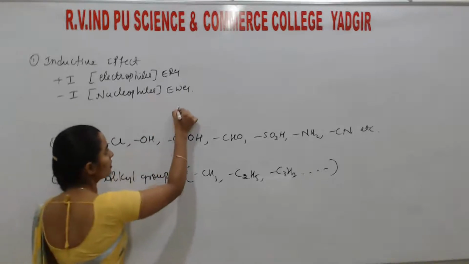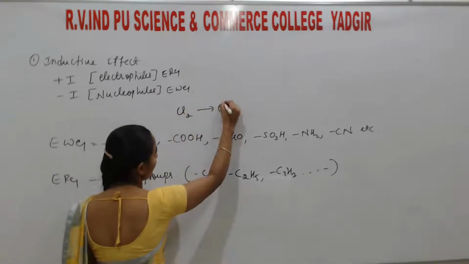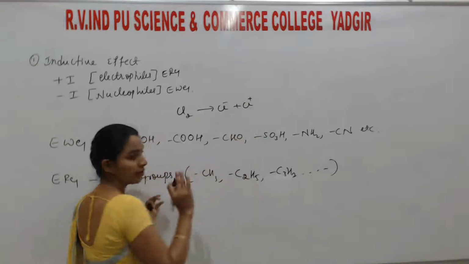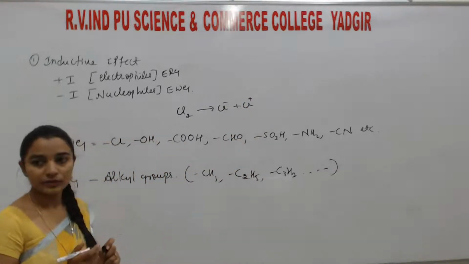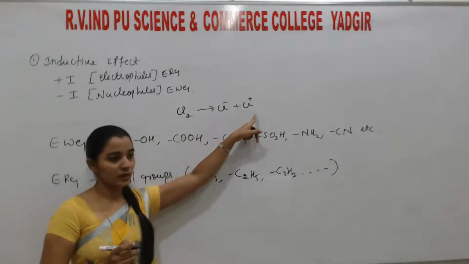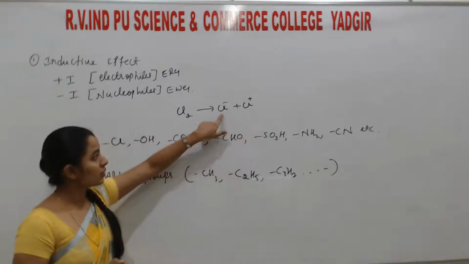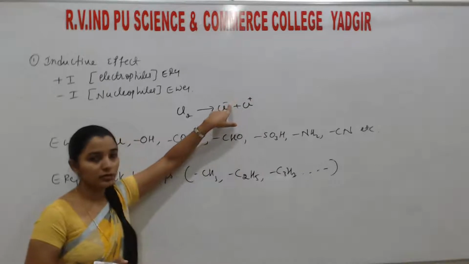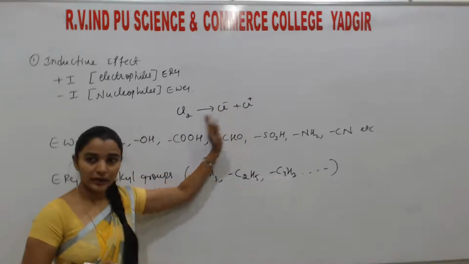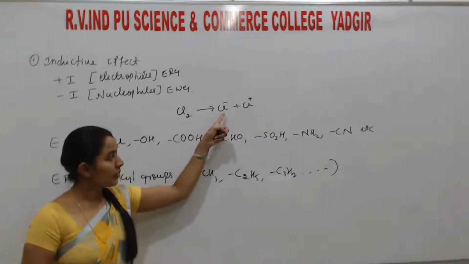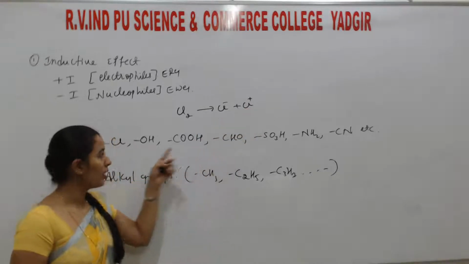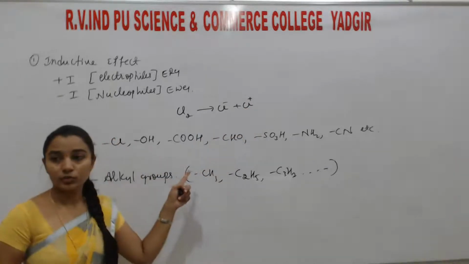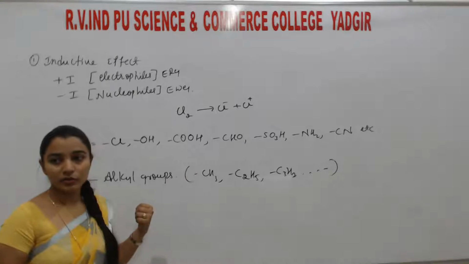Listen, assume Cl2 is there. Cl minus is also there, Cl plus is also there. If they undergo heterolytic cleavage, they form Cl minus as well as Cl plus. So this one is a nucleophile, this one is an electrophile, because this is positive charge, this is negative charge. But these two are Cl atoms only. But this Cl minus or Cl plus, both are what? Electron withdrawing groups. They withdraw the electron.